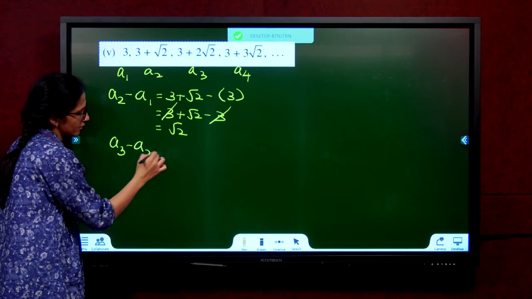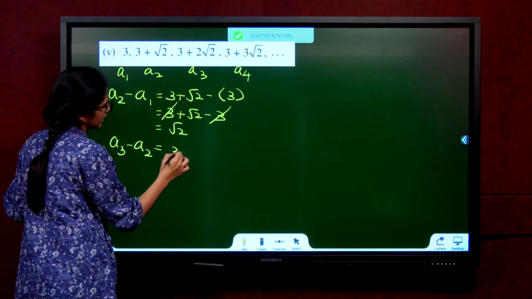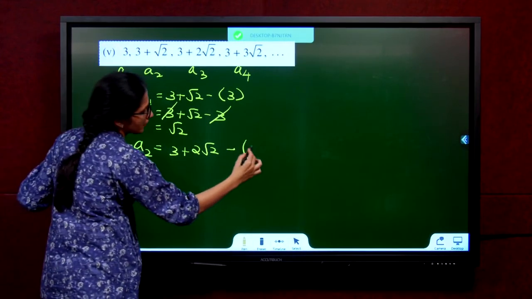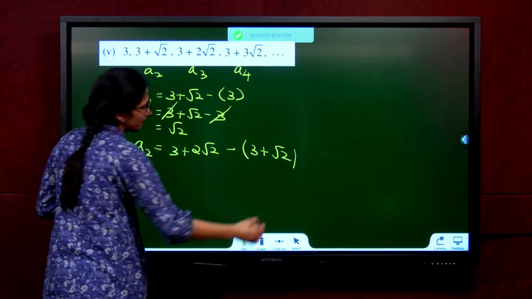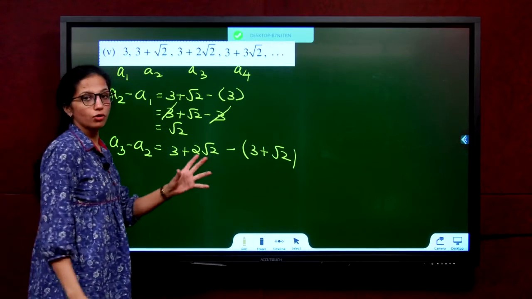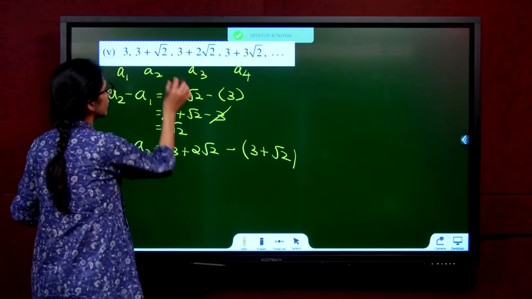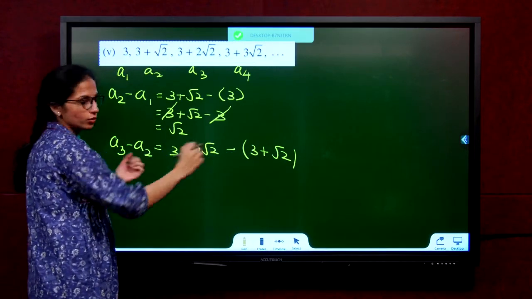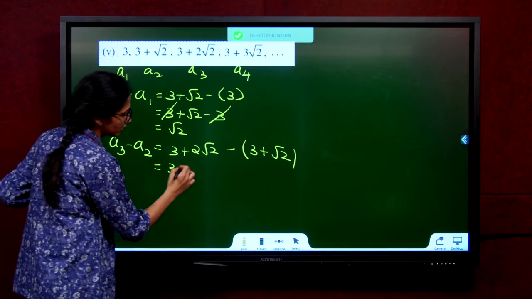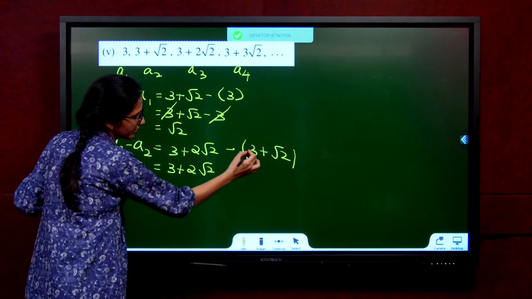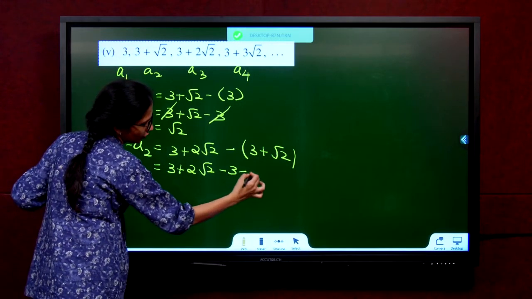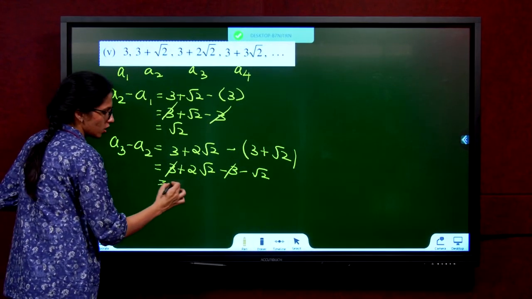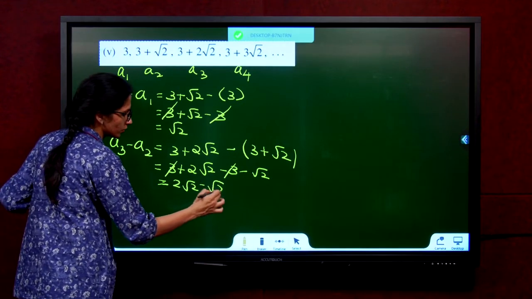A3 minus A2. A3 is 3 plus 2 root 2 minus A2, open brackets 3 plus root 2. Please don't forget to put the brackets. If you don't put the brackets, that means the negative sign is only for 3. But you want the negative sign for the whole number A2. 3 plus 2 root 2, open brackets, minus 3, minus into root 2, minus root 2. 3 and minus 3 cancel. 2 root 2 minus root 2.